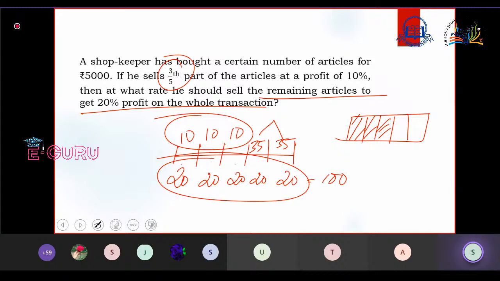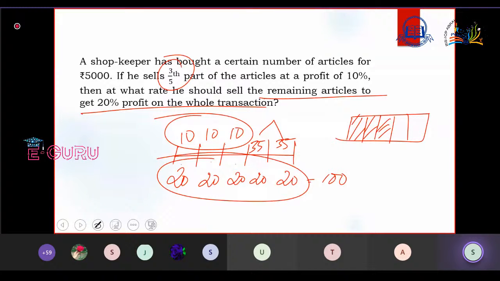Take all the partitions, then write down the profit which is given there, and in the bottom part you write down the actual profit which is required. Then you just need to balance the bottom part and the top part. For balancing, whatever is required, you just distribute that equally, so that you will get the final answer.